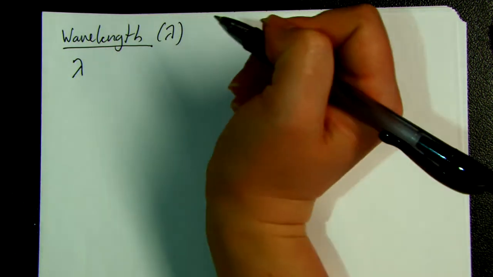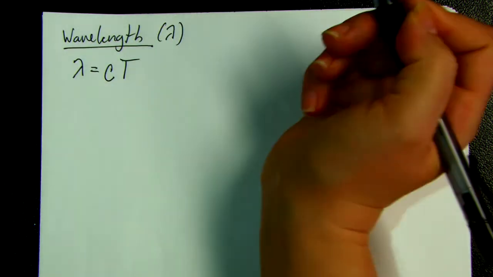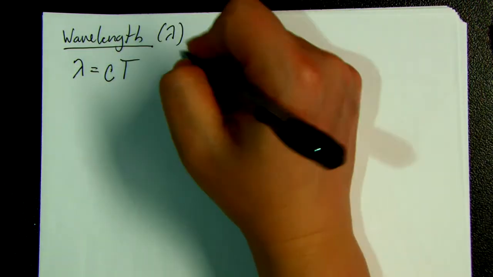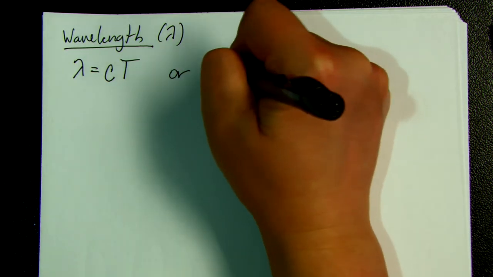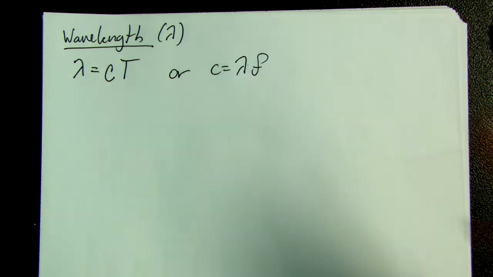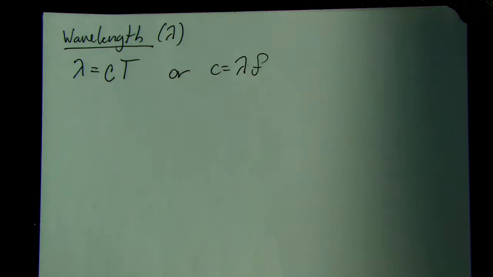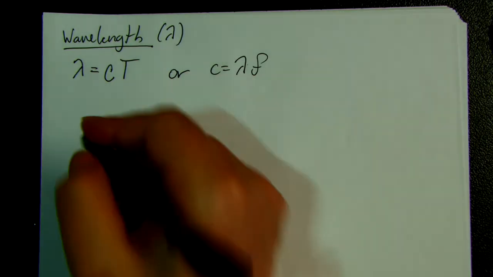Moving on, wavelength. So wavelength we denote with a lowercase lambda, a Greek L. For a light wave, it's equal to the speed of light times the period, leaving you with a unit of meters, or c is equal to lambda times frequency. So then you would have meters over seconds. Both of those things work out from a unit analysis perspective. Always double check your unit analysis with stuff like this.